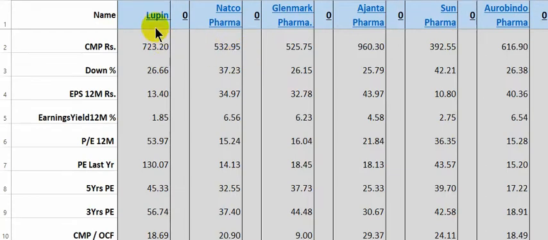In this video, I am analyzing pharmaceutical companies. All of these companies have my investments in them. Maybe with a different degree, we'll be analyzing stocks like Lupin, Natco Pharma, Glenmark Pharma, Ajanta Pharma, Sun Pharmaceutical Company, and Aurobindo Pharma. These are 6 companies, and we have around 60 ratios to look at. So this video will be a long one, more than an hour.